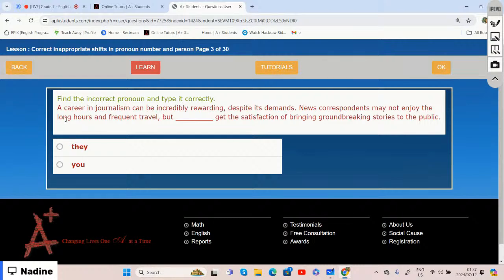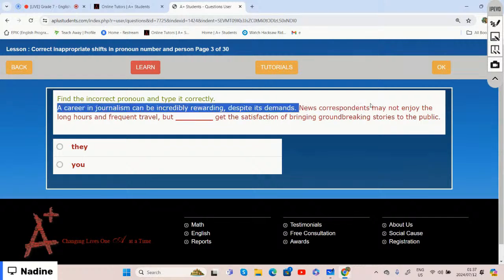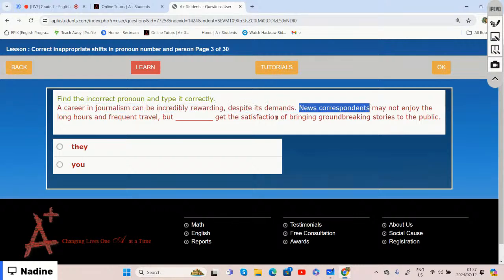All right, a career in journalism can be incredibly rewarding. Despite its demands, news correspondents may not enjoy the long hours and frequent travel. Do we say, but they get the satisfaction of bringing groundbreaking stories to the public? Or do we say, but you get satisfaction of bringing groundbreaking stories to the public?